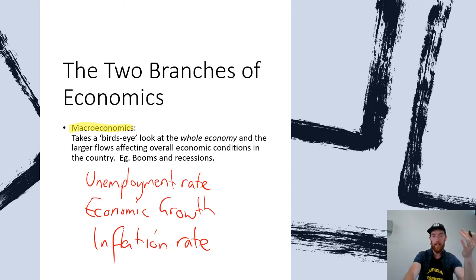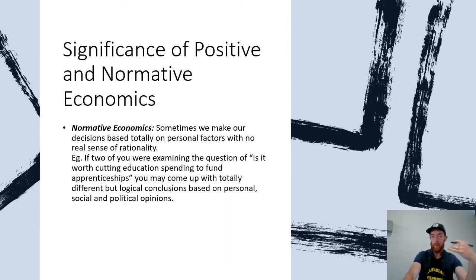And the last couple of things we're going to look at are the significance of positive and normative economics. So we had microeconomics and macroeconomics in the last slides, and now positive and normative economics, which are two different schools of thought that come around economics. So normative economics is all about the fact that sometimes we make our decisions based totally on personal factors with no sense of rationality. So in general, economics likes to assume that consumers act rationally. Acting rationally means that you are going to be behaving in a way that maximizes your utility or your benefit from any purchase you make.